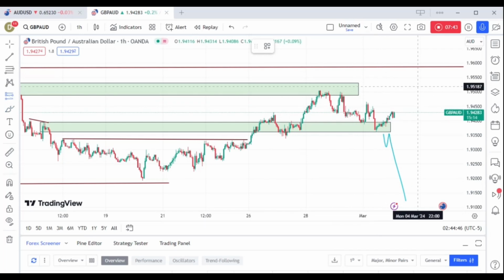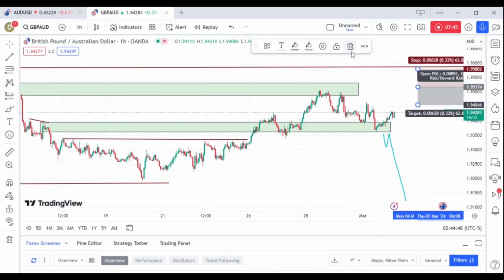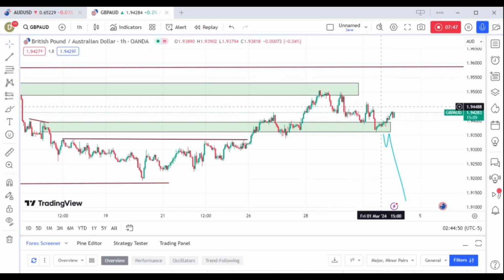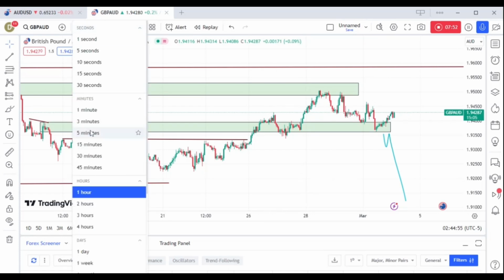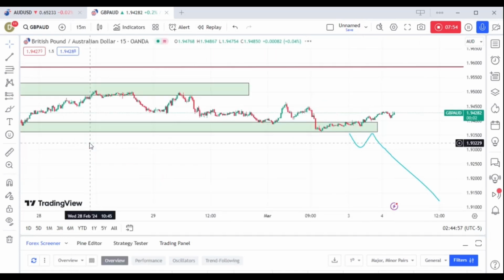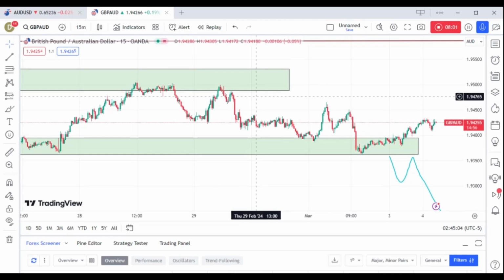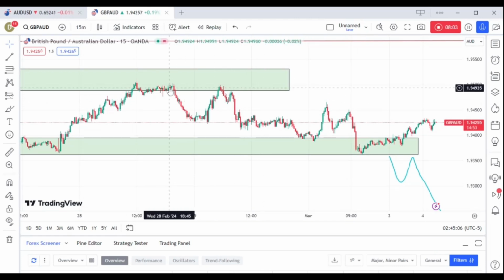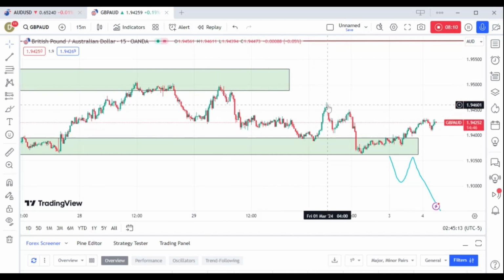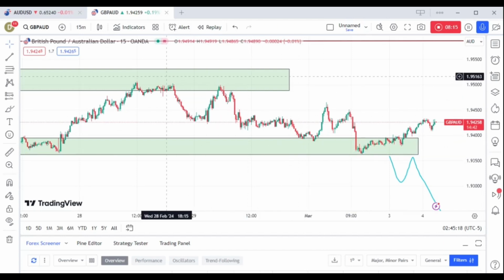But before we sell from this point, we need to understand what price is doing on the lower time frame. Now I want to pay attention to what price is doing from this point to this point on the 15 minutes time frame. Now on the 15 minutes time frame here, we can clearly see that price is giving us a change of character. This is a swing low, a swing high, a swing low, a swing high, a swing low. Now what price is actually doing here is giving us a series of lows.